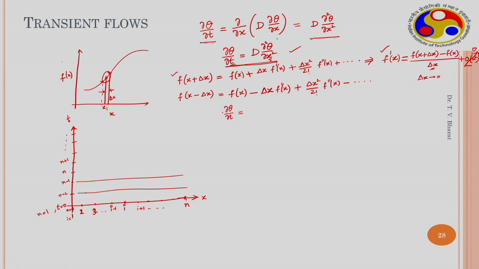So, now this particular dou theta by dou t, there is a first order differential form, can be expressed as theta x plus delta x I can write, or I can simply write that this is I plus 1th value, because x plus delta x. If I consider at ith point, then this is I plus 1th point minus theta at ith point divided by delta t. So, this is in the time domain.